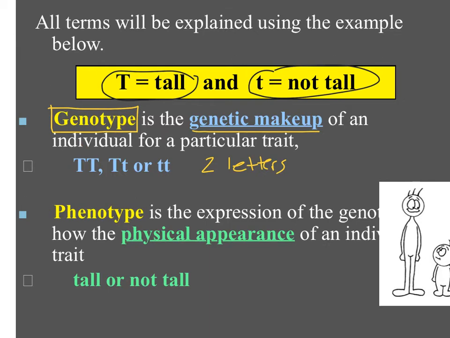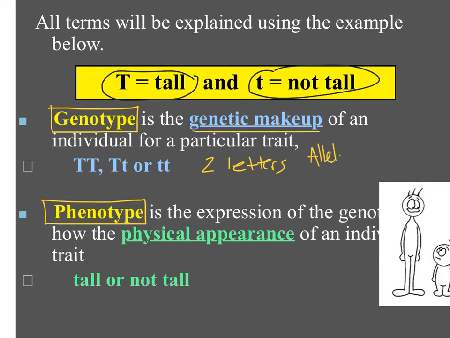The concept that goes with genotype is phenotype. Phenotype is the expression of the genotype. So it's like the physical appearance of an individual. It's what you actually see. So are your eyes blue? Are your eyes green? Are you tall? Are you short? It's literally what you see. So in this case, you are either tall or not tall. Your genotype will be these letters, but you will be tall or not tall.